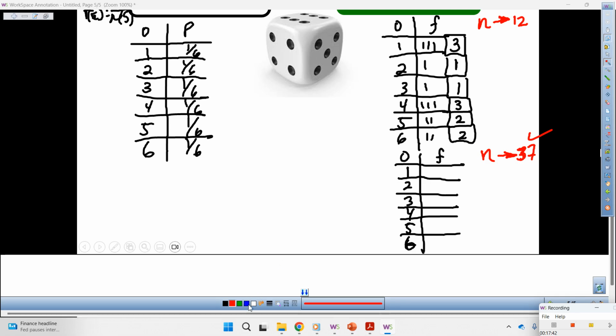Let's see. I'm going to use Lulu's numbers. Lulu, give me your numbers. 9, 6, 7, 5, 6, and 4. All right.